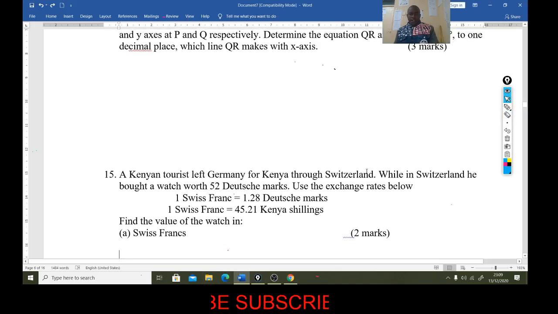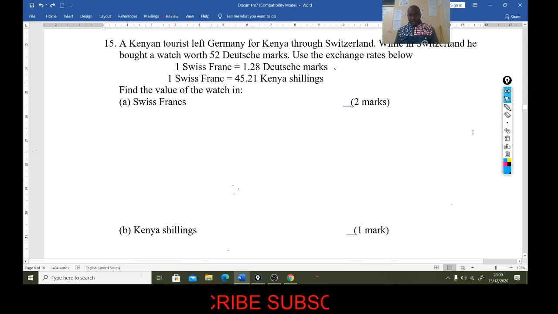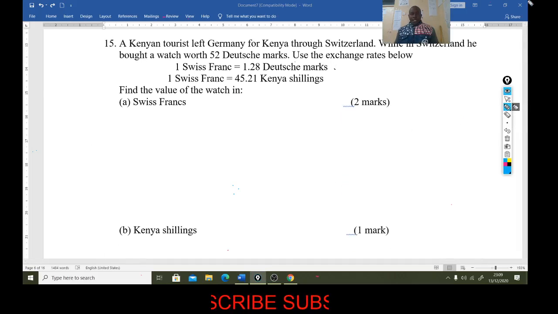Now, we are supposed to do this question. A Kenyan tourist left Germany for Kenya through Switzerland. While in Switzerland, he bought a watch worth 52 Deutsche Marks. Use the exchange rate below: 1 Swiss franc equals 1.28 Deutsche Marks, and 1 Swiss franc equals 45.21 Kenyan shillings. Find the value of the watch in Swiss francs and in Kenyan shillings.